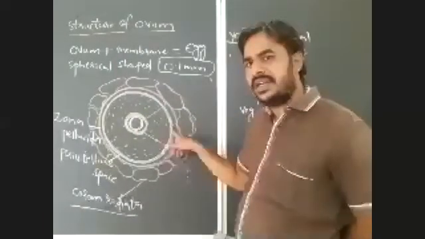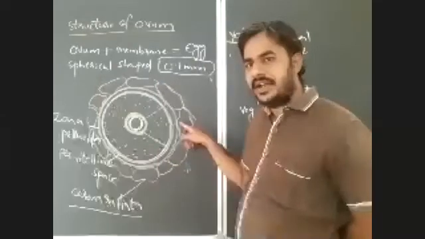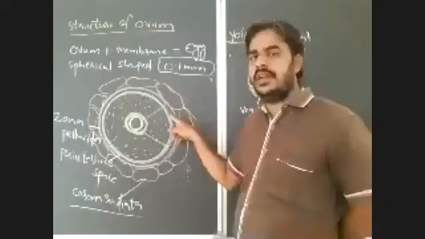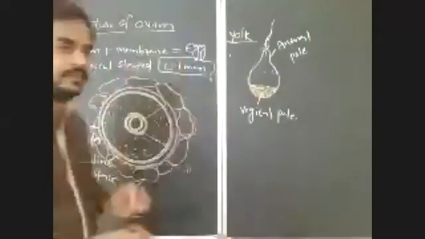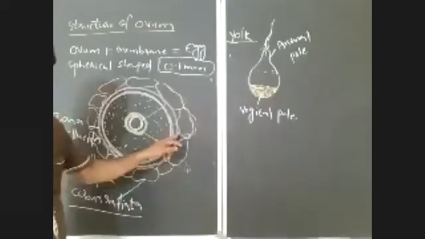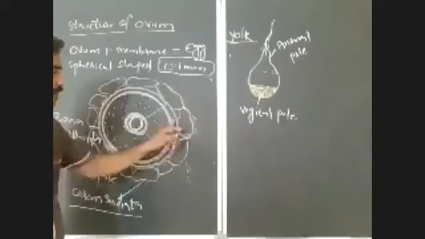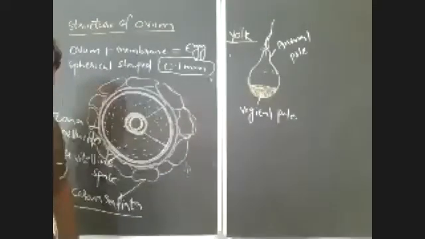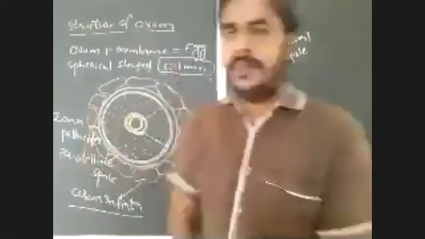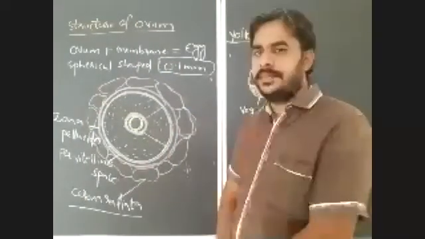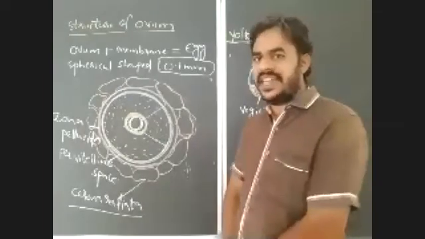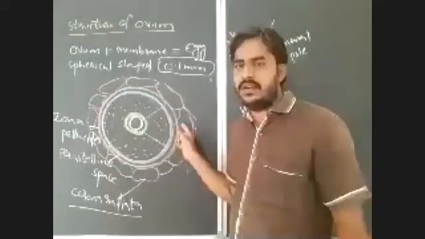If you observe carefully here, it is the Vitelin membrane and it is the zona pellucida. In between the Vitelin membrane and zona pellucida, there is a space. This space is known as the perivitelline space. The perivitelline space is the space between the Vitelin membrane of the egg and the zona pellucida. That you have to remember here.